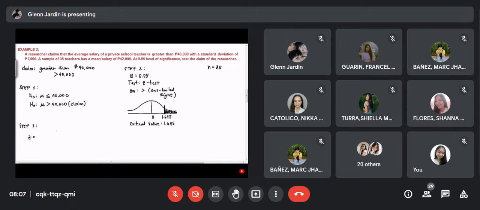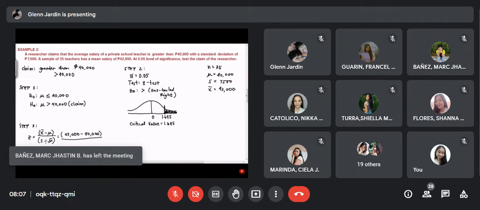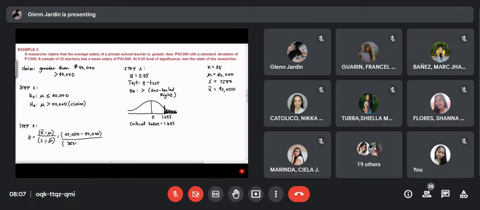So, computin na natin. So, z equals x, minus mean, or sample mean over population mean over standard deviation divided by square root of n. So, meron na tayong n, 35. Yung mu natin, ito yun, 40,000. And then, ang standard deviation of 7,500. So, wala nang iba. Yung x dyan is ito, 42,000. Okay, so salpak lang yan sa calcu. So, we will have 42,000 minus 40,000, yung mu, over standard dev na 7,500 divided by square root of 35.